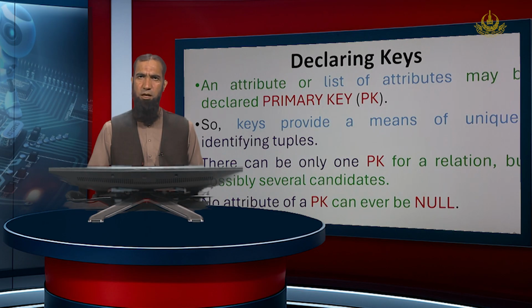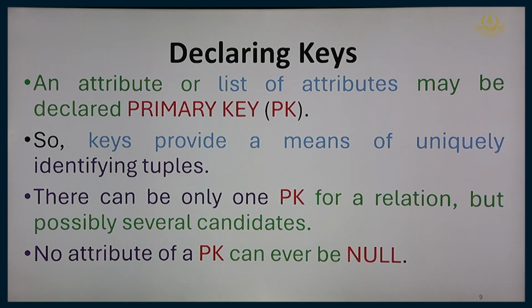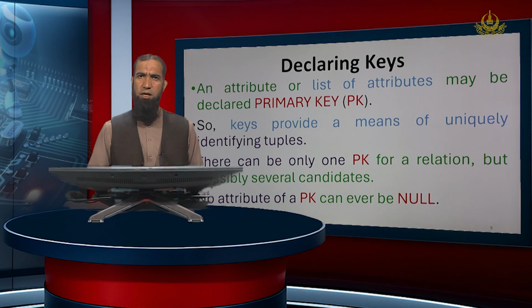Now let's focus on an important concept, which is keys or primary keys. In a relational database, a key is an attribute or a set of attributes that helps us uniquely identify each record or row in a table. Without keys, our tables could easily end up with duplicate or ambiguous data. The most important key is the primary key, often abbreviated as PK. A primary key serves as the unique identifier for every row in a relation.